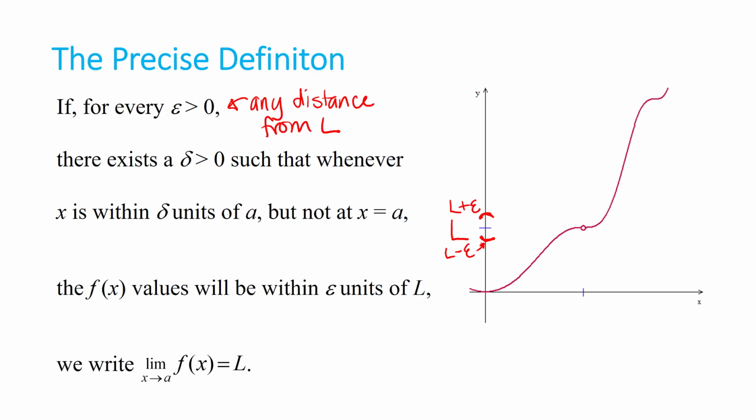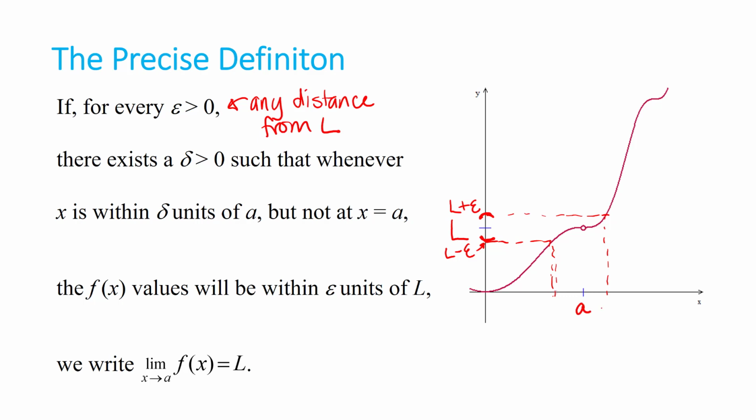Okay, for every epsilon, there exists a delta. We'll label that. Remember, that's a distance on the x-axis, such that whenever x is within delta units of a, but not at x equals a, the f of x values will be within epsilon units of L. So I'm going to go ahead and follow these L plus epsilon and L minus epsilon values over to the graph of my function, and then down to the x-axis here to look at that appropriate interval in the x direction. Okay, and our a is this point that's labeled here.